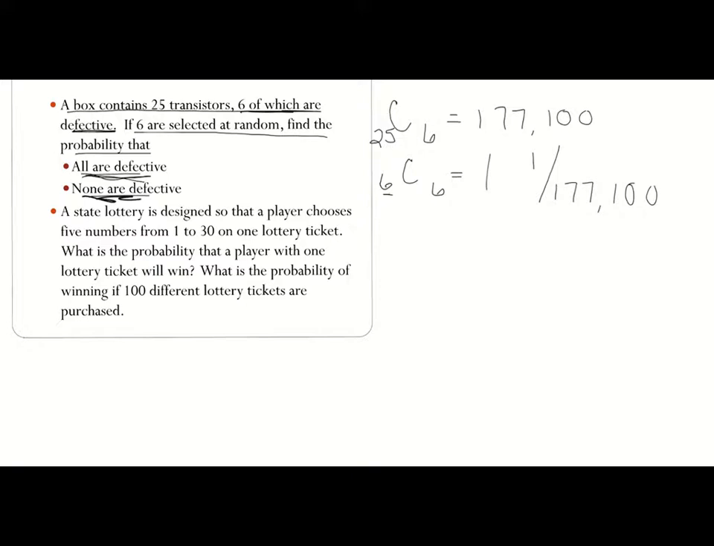So to find that, we're going to do a combination again. This time, instead of putting 25 here, the number that are not defective are 19, because 6 of the 25 are defective. So that leaves 19 that aren't defective, and we're choosing 6. So when I calculate that, I end up with 27,132. So my probability there will be 27,132 over 177,100.